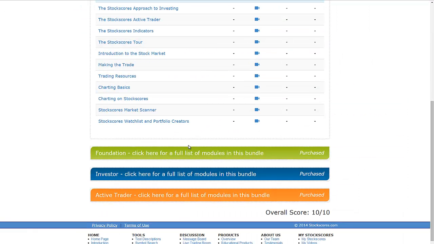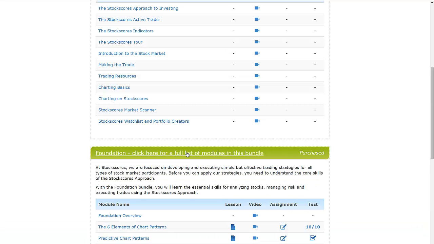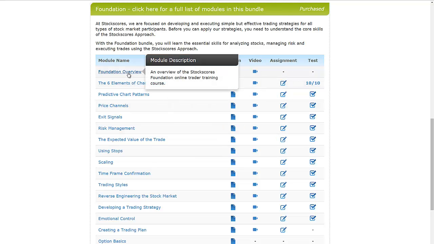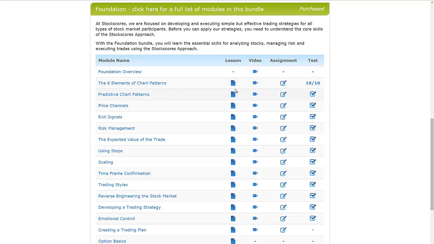Now, when you move to the foundation area, what you're really looking at are the basic skills that you need to apply the strategies of the Stockscores approach. We start with an overview video. It just gives a general overview of how to work through the material, but you will see that in the foundation we've got a number of titles here. All of these are important skills for analyzing stocks, knowing when to exit, how to manage risk, understanding this concept of the expected value of the trade, etc.